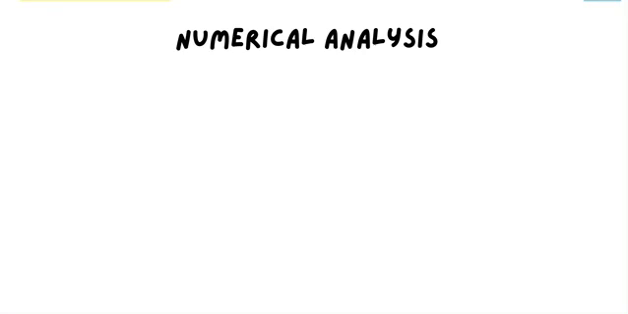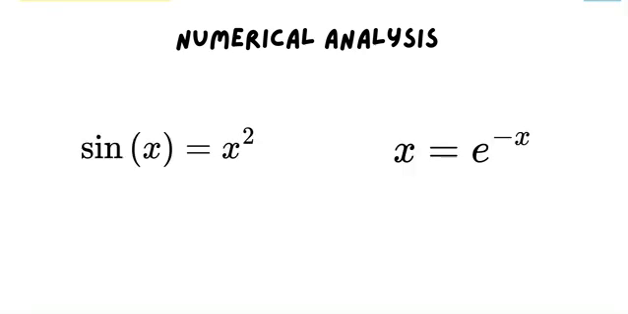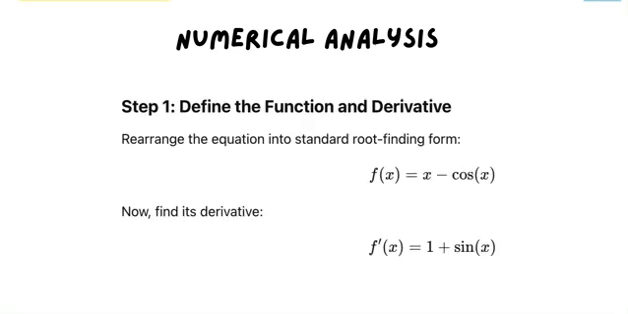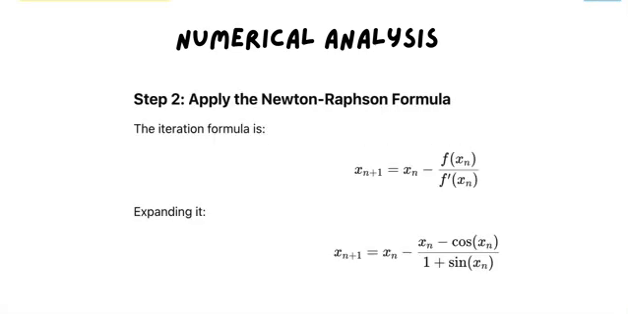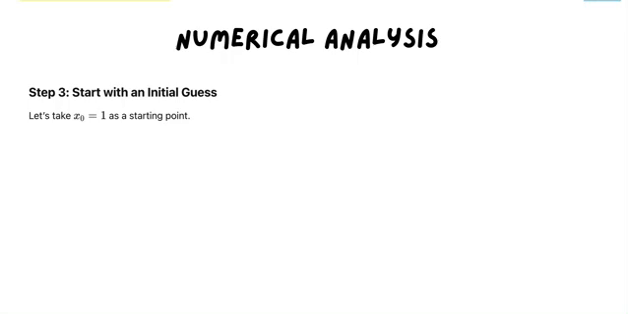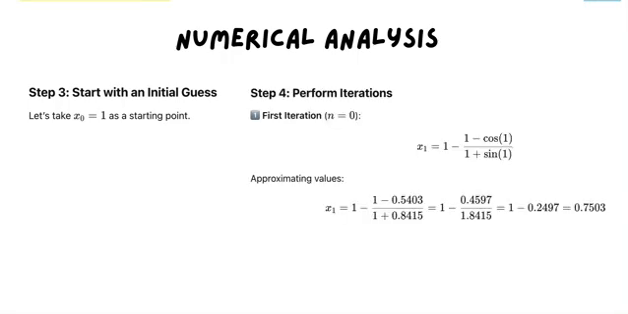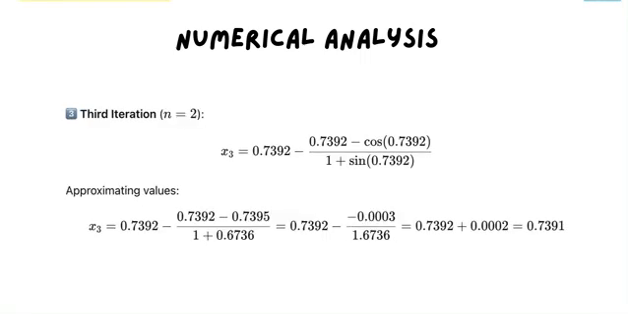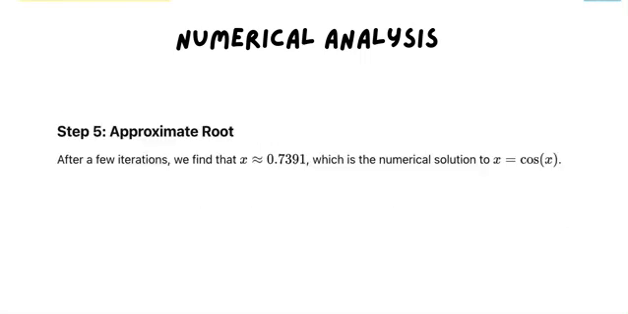Then we have numerical analysis. It deals with approximating solutions for equations that may be too complex to solve exactly, ensuring accuracy while managing computational errors. One example is solving the equation x equals cosine of x, which cannot be solved algebraically. Using the Newton-Raphson method, this iterative process refines the solution, demonstrating how numerical analysis provides approximate solutions for unsolvable equations.